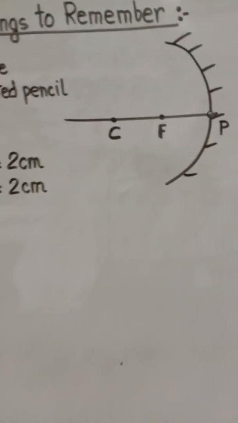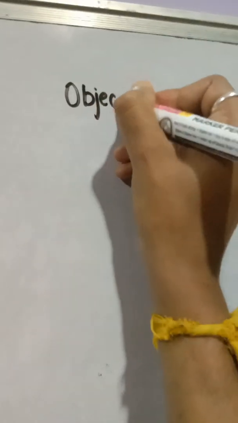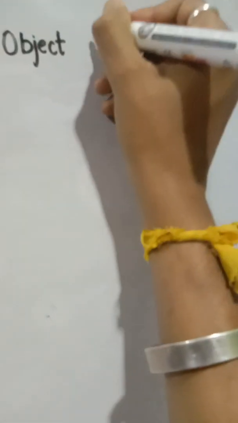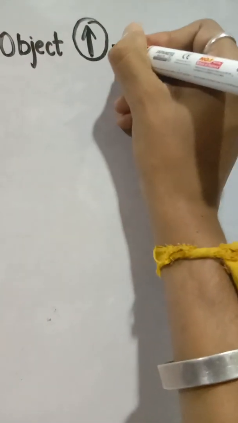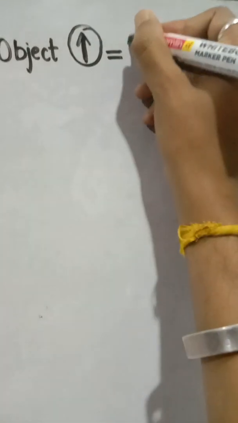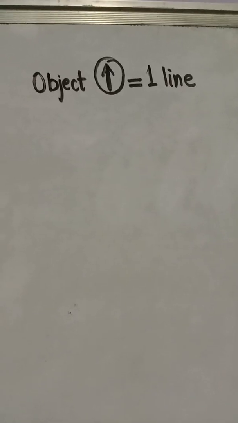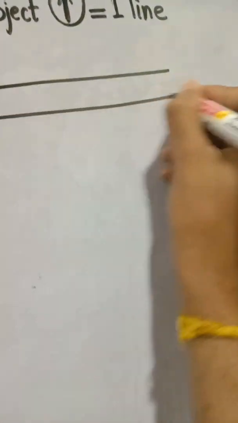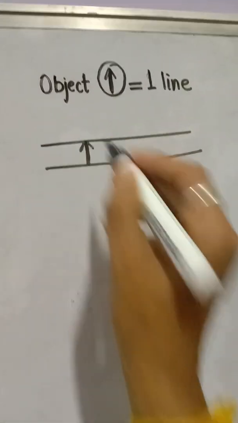Next, whenever you are proceeding with image formation, the most vital thing is to put the object. Normally we put the object like this over the principal axis. When you are putting the object over the principal axis, make sure that if it is a ruled line, you don't extend it beyond one line. The size or height of the object should be of one line. It will be easier to draw. So suppose 2 lines are there, the object will be one line. Object should be one line, and don't forget to give the arrow.